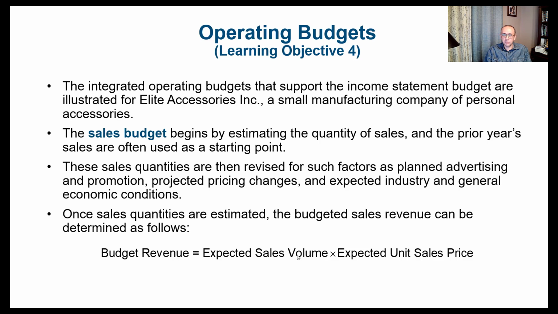So these sales quantities are then revised for such factors as planned advertising and promotion, projected pricing changes, and expected industry and general economic conditions. Once sales quantities are estimated, the budgeted sales revenue can be estimated or determined as follows. So we can get the expected sales volume and multiply it by the expected unit sales price to get the budgeted revenue.